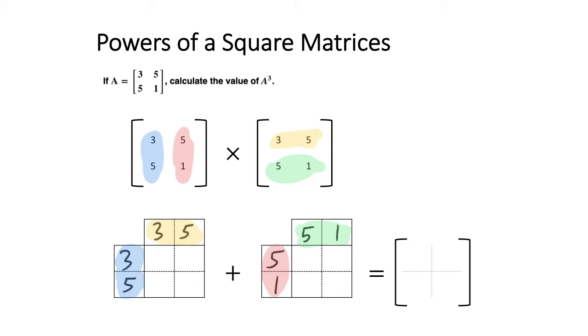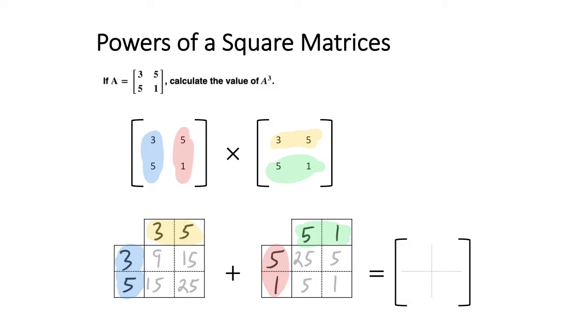So then going ahead and completing each of those multiplications. 3 times 3 is 9, 3 times 5 is 15, 5 times 3 is 15, 5 times 5 is 25. Then I've got 5 times 5 is 25, 5 times 1 is 5, 1 times 5 is 5, 1 times 1 is 1. And then go ahead and add each corresponding element together.